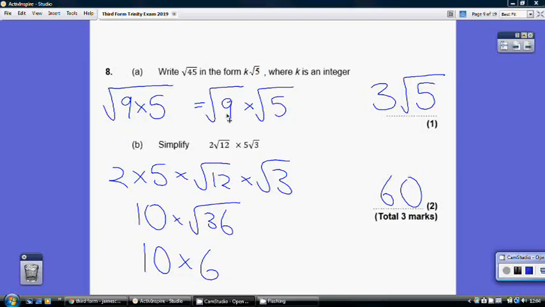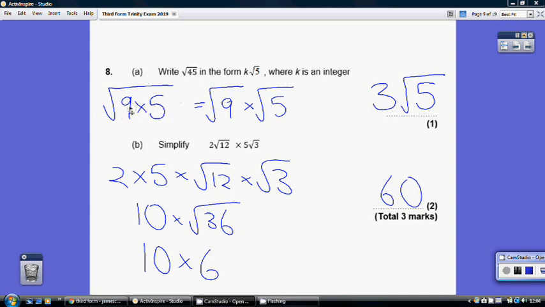Question 8, part A. We've got to simplify this surd into this format. Think of 2 numbers which multiply to make 45, but one of which is the biggest square that you can think of. For example, 15 times 3 won't work because neither 15 nor 3 is a square number. However, 9 times 5 does, because 9 is a square number. So think of the 45 as 9 times 5.